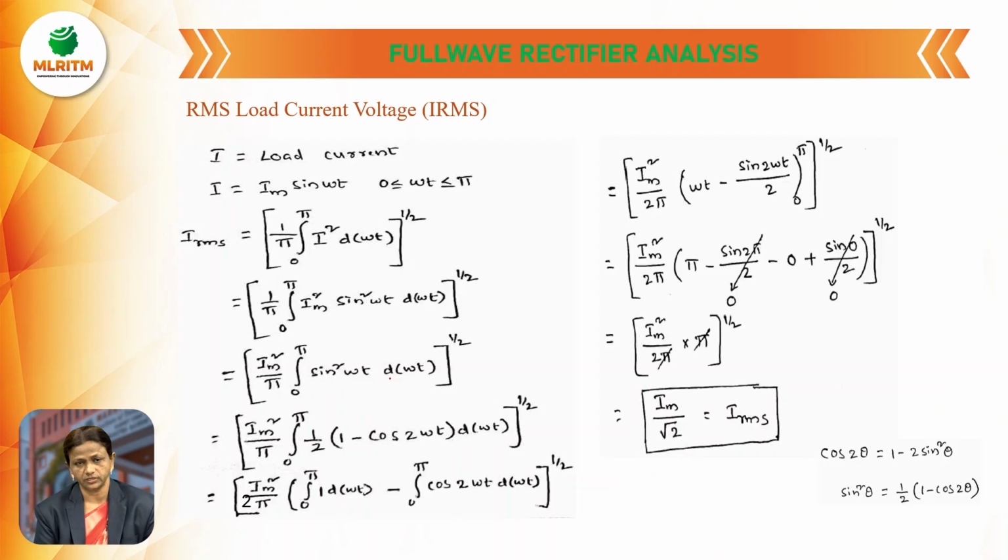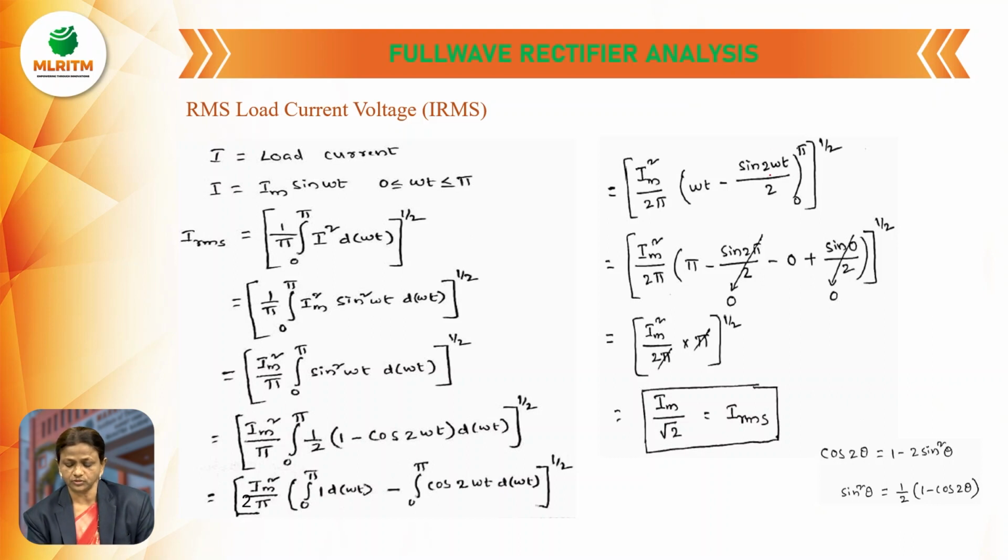How can I write this sin square omega t? 1 minus cos 2 omega t by 2. Therefore, Im square by pi integral of 0 to pi, sin square omega t is nothing but 1 minus cos 2 omega t by 2. So Im square by 2 pi integral of 0 to pi 1 d omega t minus integral of 0 to pi cos 2 omega t d omega t. Integral of 1 d omega t is omega t. Integral of cos 2 omega t is sin 2 omega t.